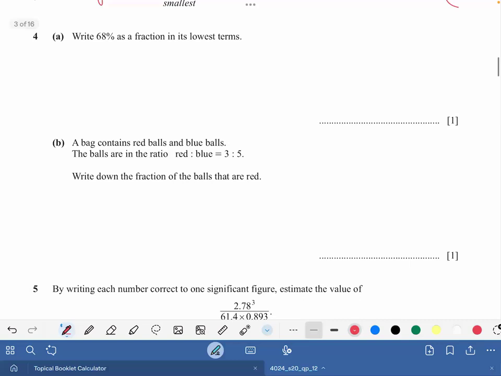Next, write 68% as a fraction in its lowest term. It's a 1 mark question, so you have to complete the requirement of the question. So 68%: 68 divided by 100, because whenever you remove percentage, it will be divided by 100. Now you can halve it simply. So 34 by 50. Half of 34 is 17 by 25. 17 by 25 cannot be simplified because 17 is a prime number. So that is the final answer.